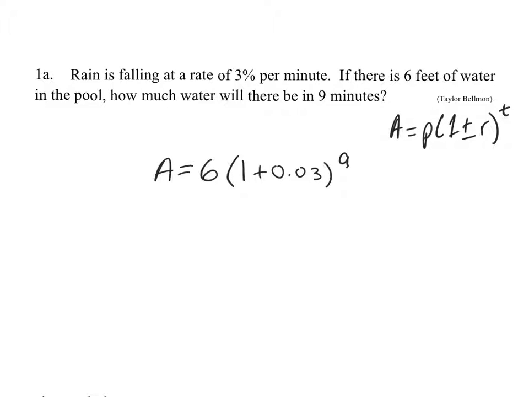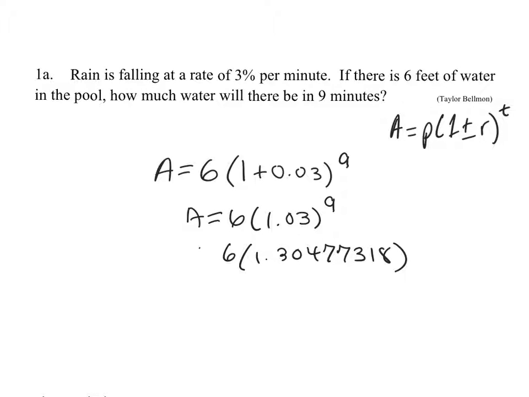So what we do from here, first we'll do 1.03 to the 9th power, in accordance with PEMDAS, because it states that we must do exponents before we can do multiplication. And what we get when we raise 1.03 to the 9th power is 1.304777318, times 6.